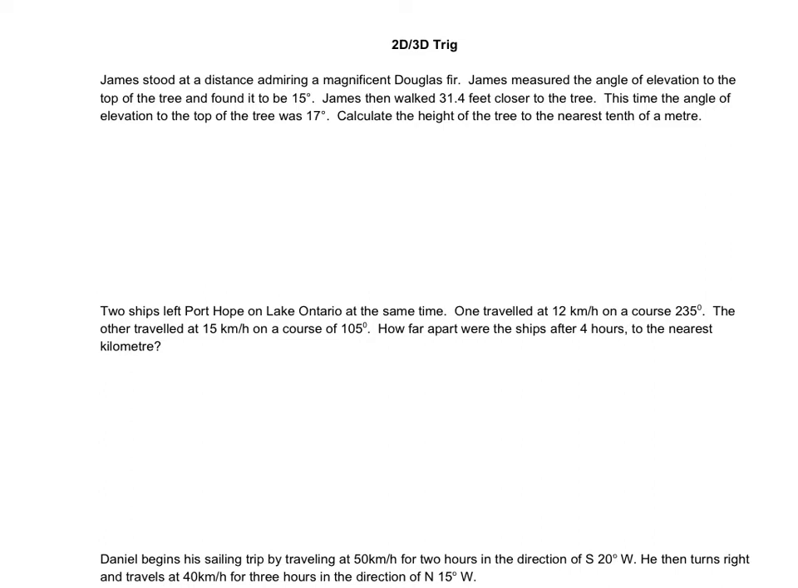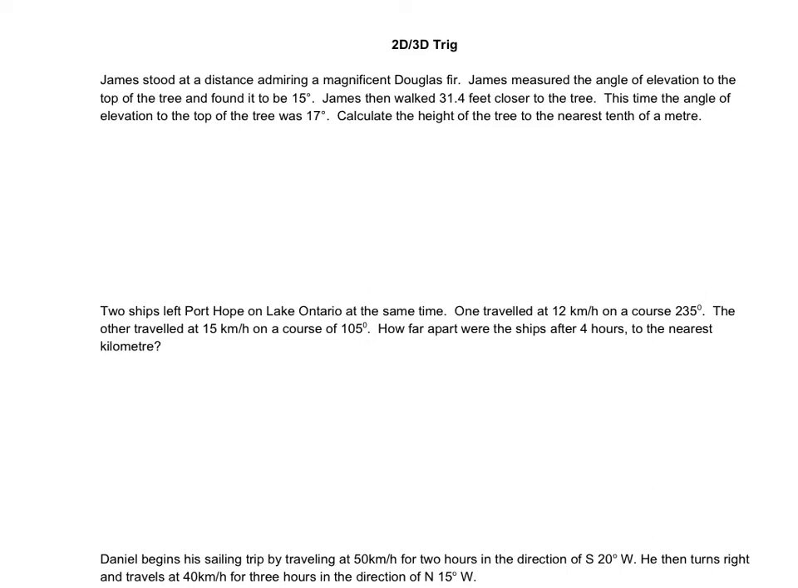For our first one, James stood at a distance admiring a magnificent Douglas fir. James measured the angle of elevation to the top of the tree and found it to be 15 degrees. James then walked 31.4 feet closer to the tree, and this time the angle of elevation to the top of the tree was 17 degrees. Calculate the height of the tree to the nearest tenth of a meter.